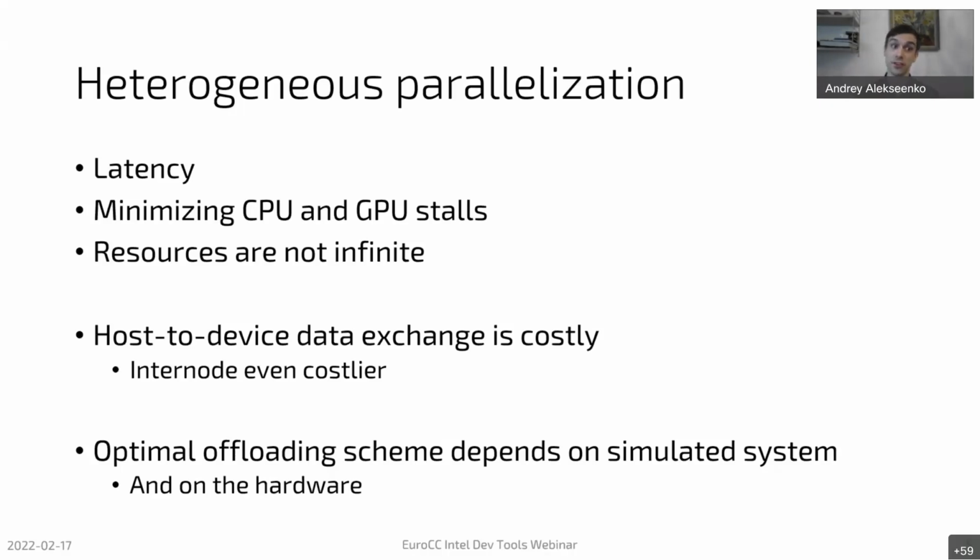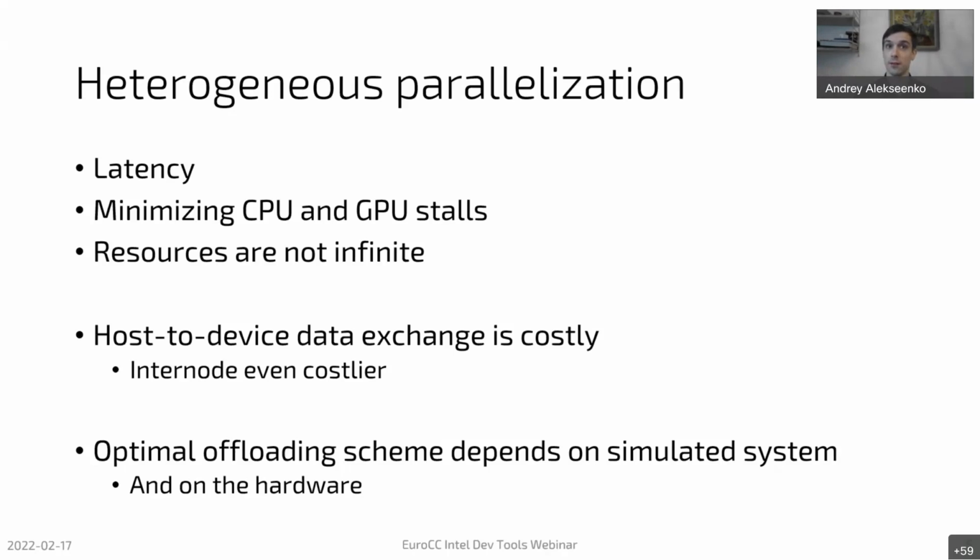Additionally, of course, while we want to minimize latency and balance the load between CPUs and GPUs, exchanging data all too often between CPU and GPU is costly. We want to balance the load and probably scale our simulations to many, many nodes in an HPC cluster. But of course, internode communication is even costlier in terms of latency, in terms of slowdown.